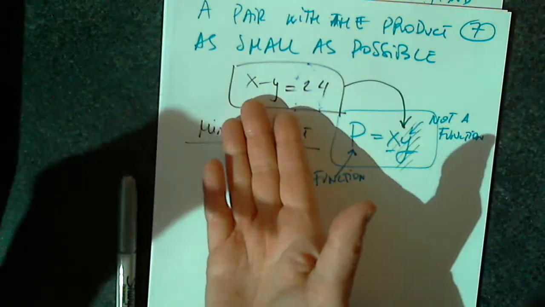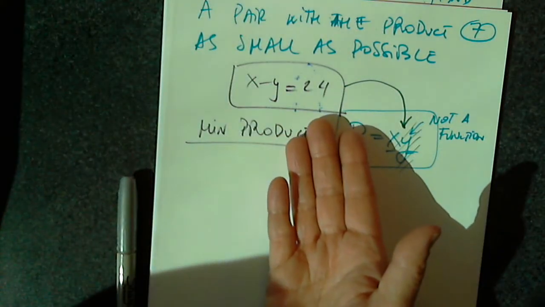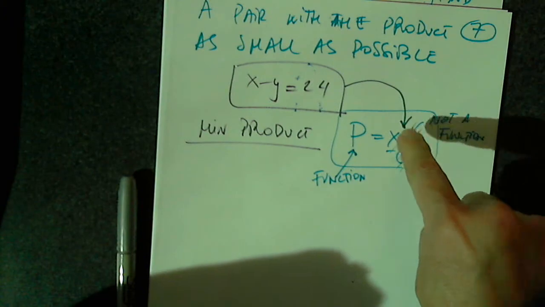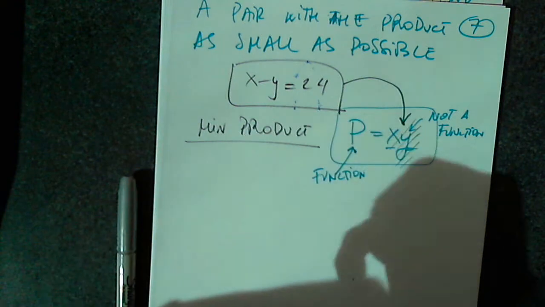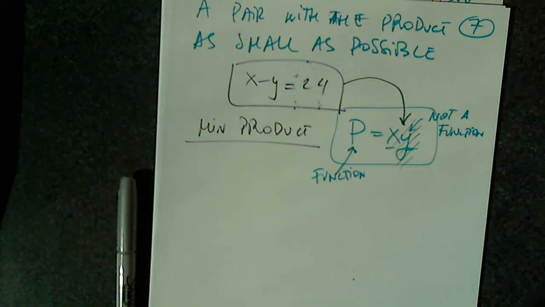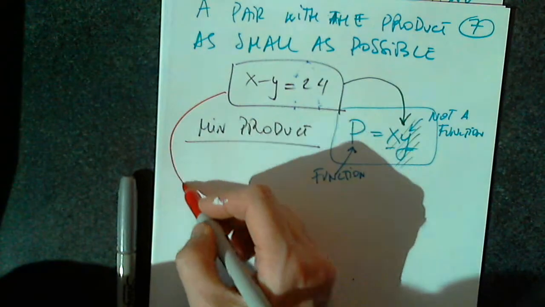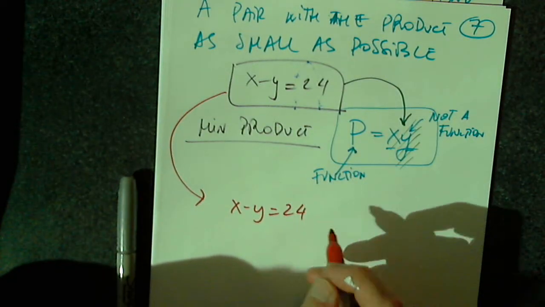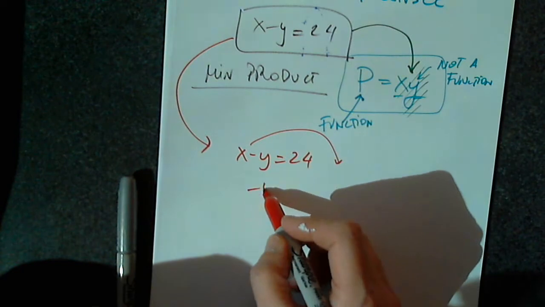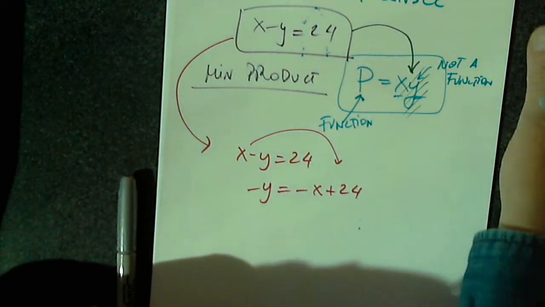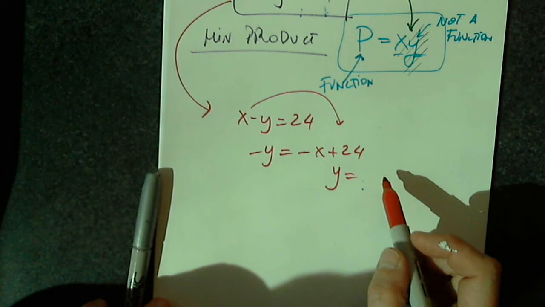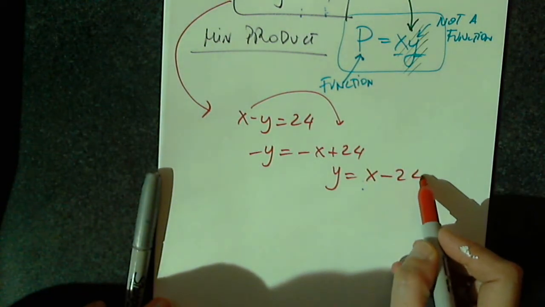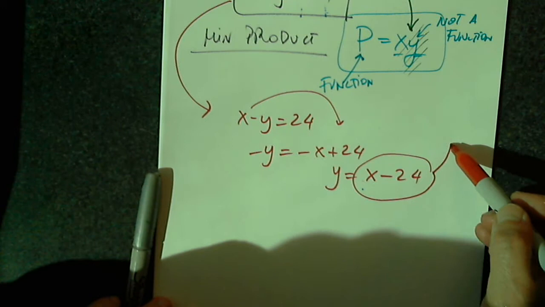But I'm given a condition. I'm given an equation. Can I solve this equation for y and then plug the answer in here? So how do I solve this equation for y? We know how. We've done that before. Yes. So I have x minus y equals 24. I subtract x from both sides. And now what? I haven't finished solving for y, so I have y equals. Very good.